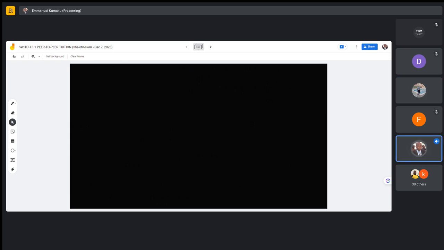We are going to look at the asymptotes, and there are three types of asymptote. We have the vertical asymptote, then we have the horizontal asymptote, and then the oblique or slant asymptote. So these are the three asymptotes we shall look at today.